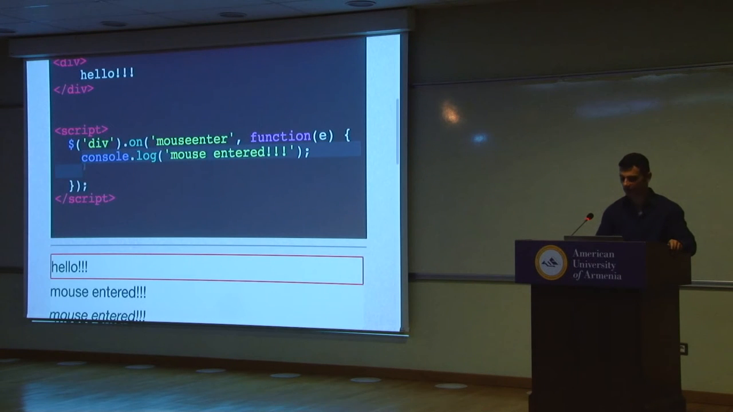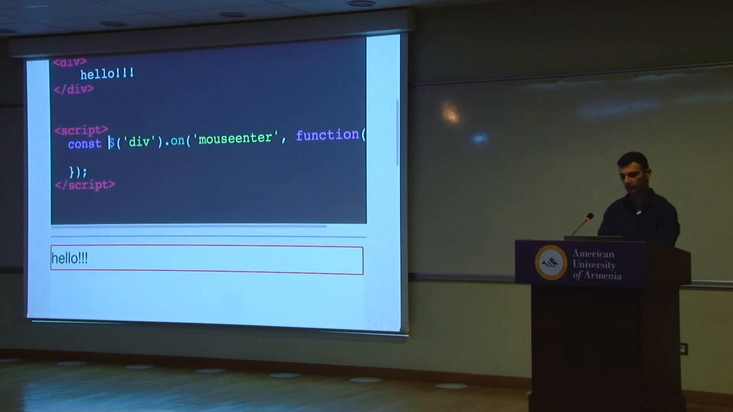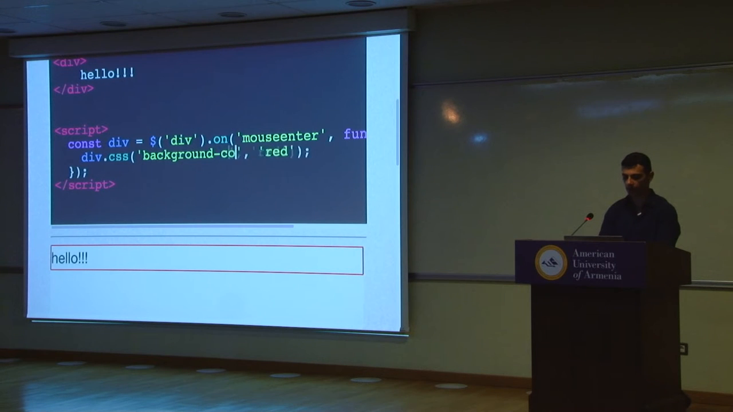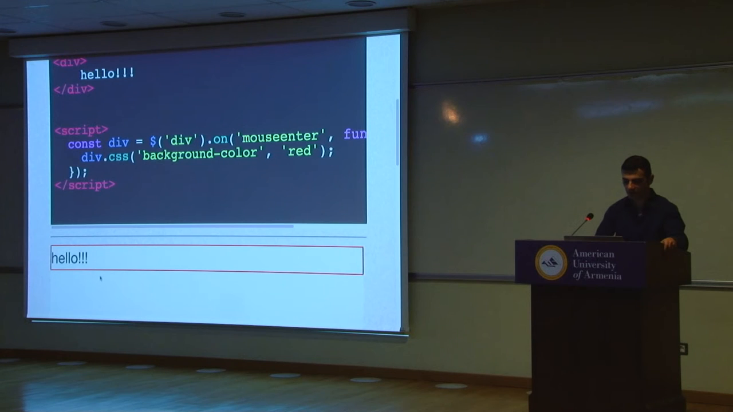Instead of doing console.log, let's do something cool. First of all, let's save a reference to this element. Now, whenever the mouse enters, I want to change the background color to red. What do I do? Both work. You can do this too. Now it's just stuck in red, because you understand why. Let me change it again so you can see it one more time. Ready? Mouse enters, boom!